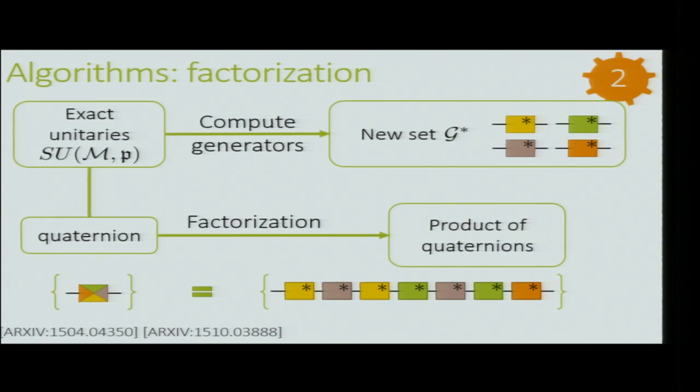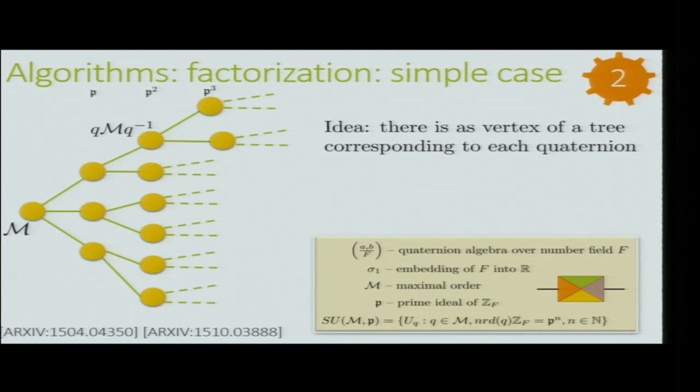Okay, so this is how we go about equality testing, and this is sort of the idea of what actually happens. We can build a tree where the vertices are maximal orders of a quaternion algebra, and it turns out this is directly related to the Bruhat-Tits tree.